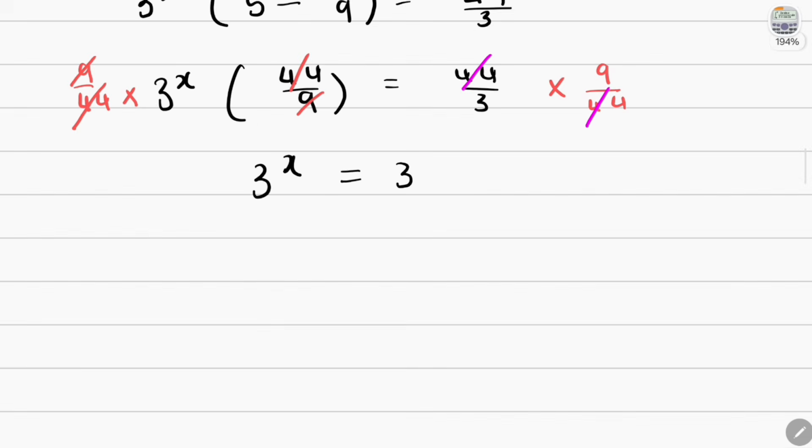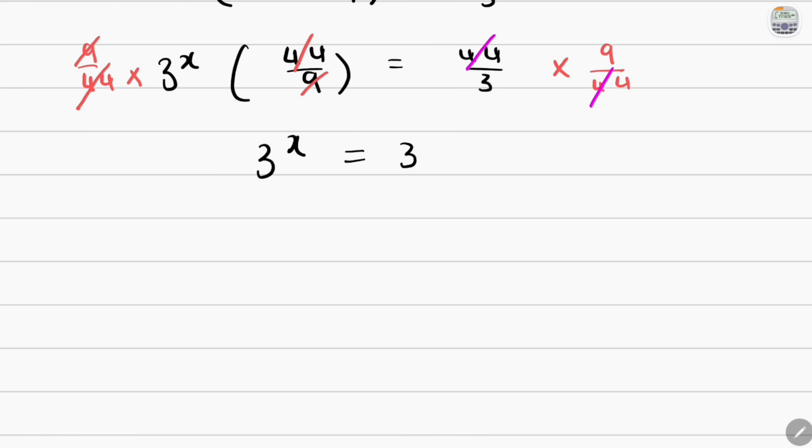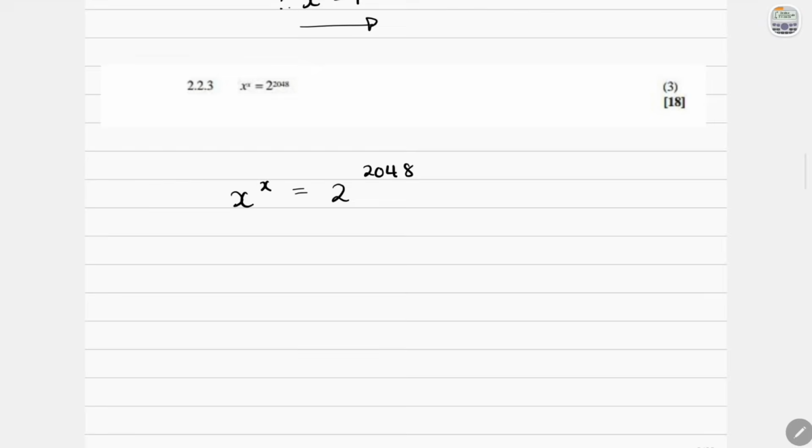And finally, to ensure that the left is equal to the right, the only way these are equal is if the exponents are equal. So x is equal to the exponent of 1, the invisible exponent of 1. And that is our answer. Moving on to the next question.